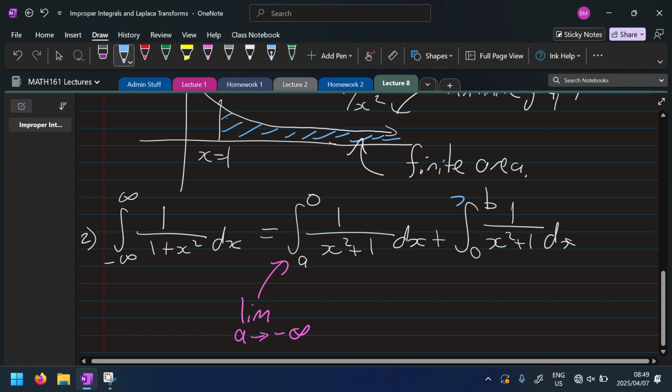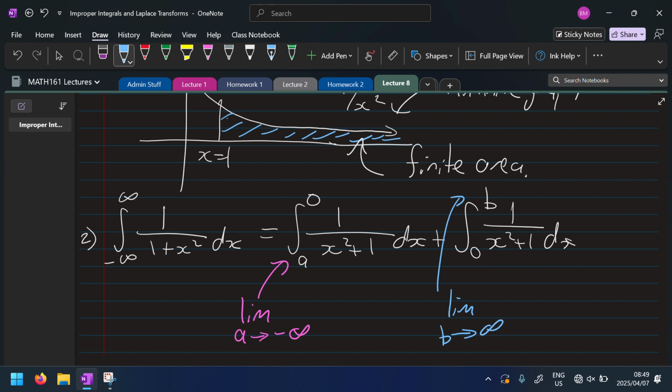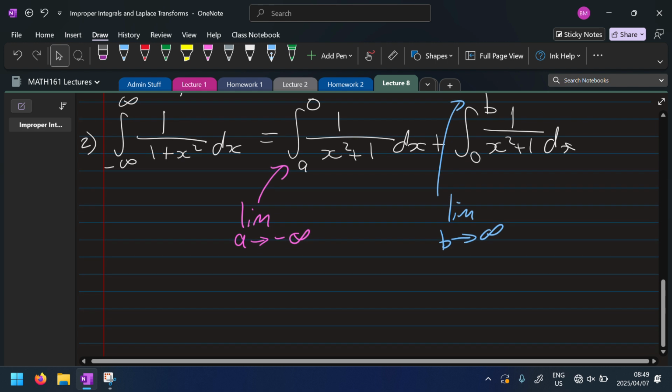So for the second one here, this b, we're going to have the limit as b goes to infinity. Okay, so one double infinite integral is converted to two single infinite integrals. So the infinity is just on one of the bounds. Okay, let's have a look at them separately. So let's do the pink one.